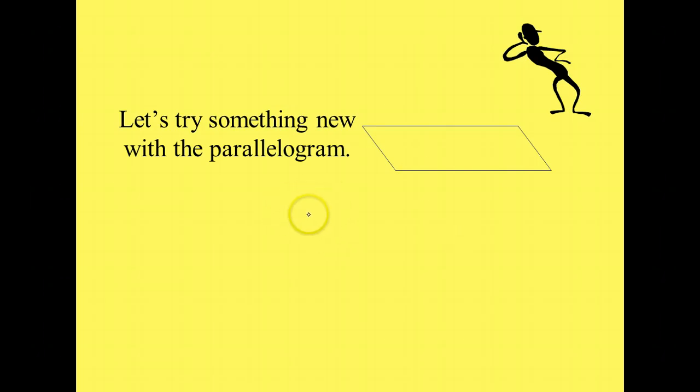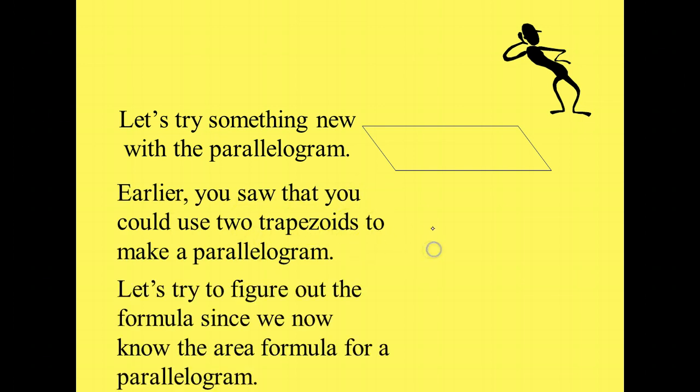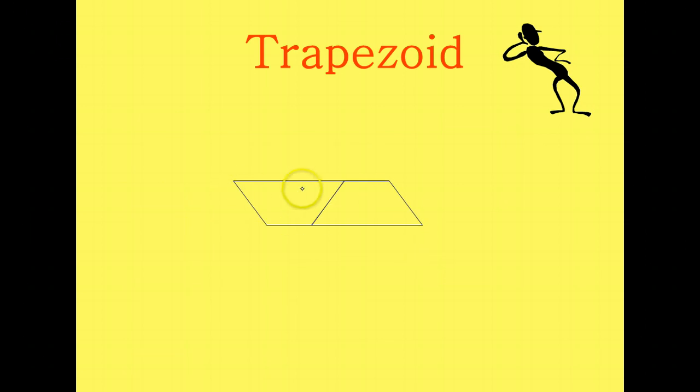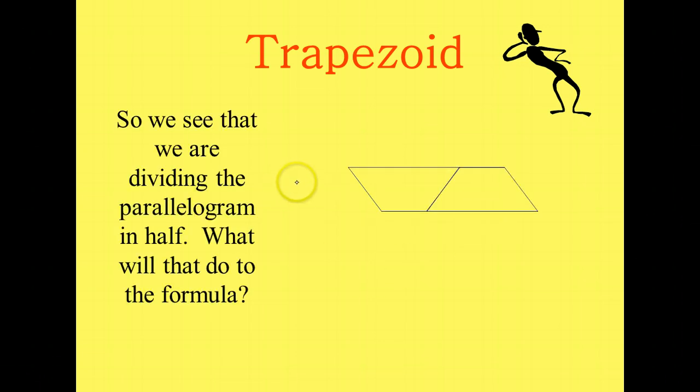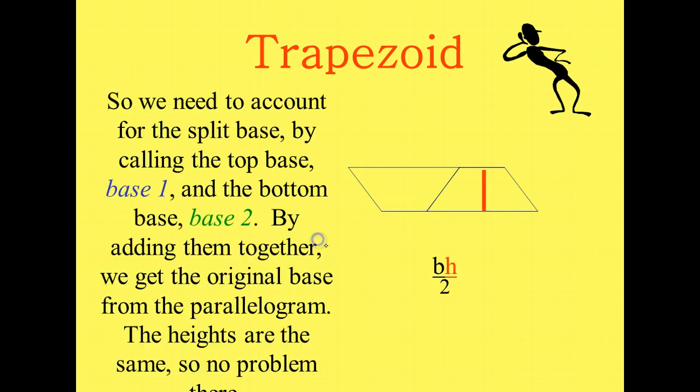Now, let's try something new with the parallelogram. Earlier you saw that you could use two trapezoids to make a parallelogram. So here we go. We have a parallelogram and we cut it and we get two trapezoids. So the formula for the whole parallelogram would be base times height. Divide by 2, that'll be for the trapezoid. But here, the bases are not equal, so we have to take something else.